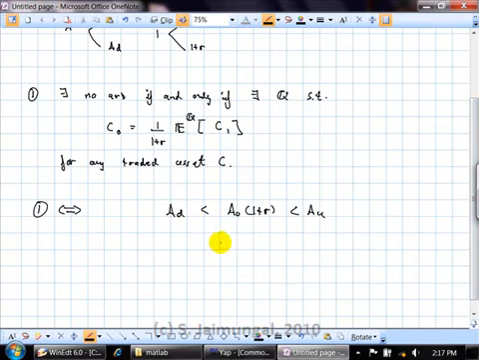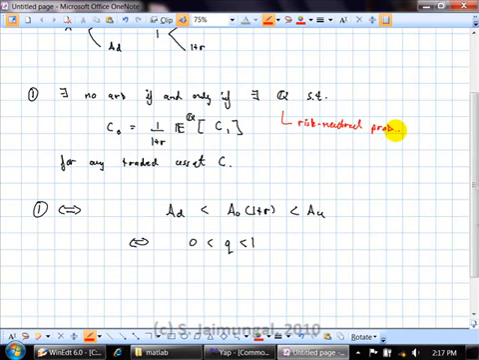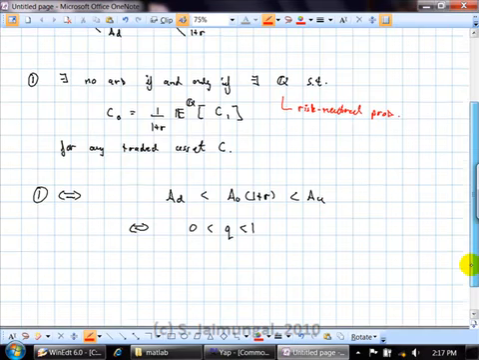In other words, this statement is equivalent to the so-called risk-neutral probabilities, and these things are called risk-neutral probabilities. These risk-neutral probabilities are, in fact, probabilities. They're within this range 0 and 1. Okay. Those were our key results.